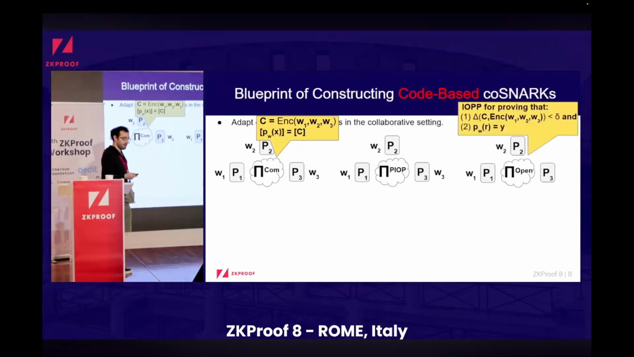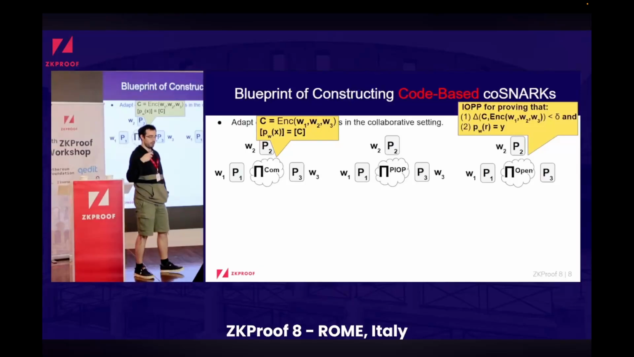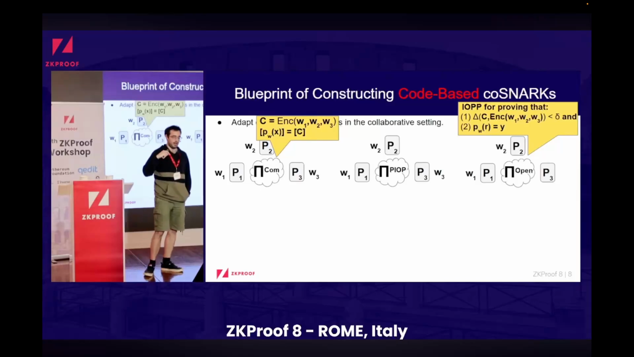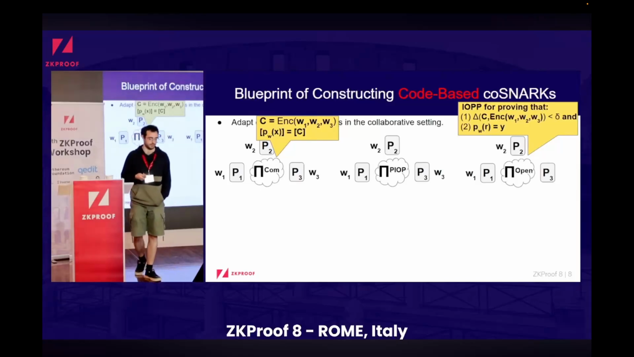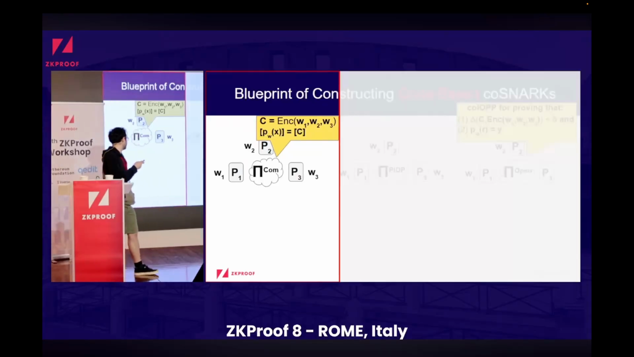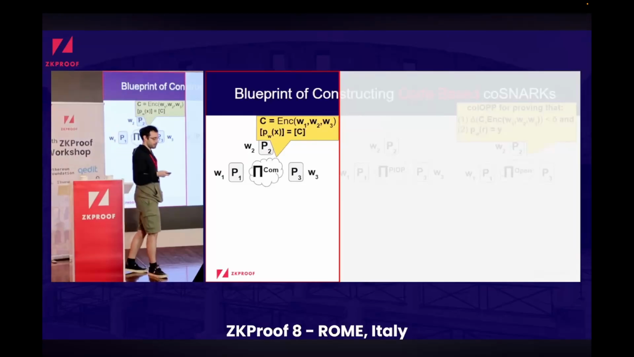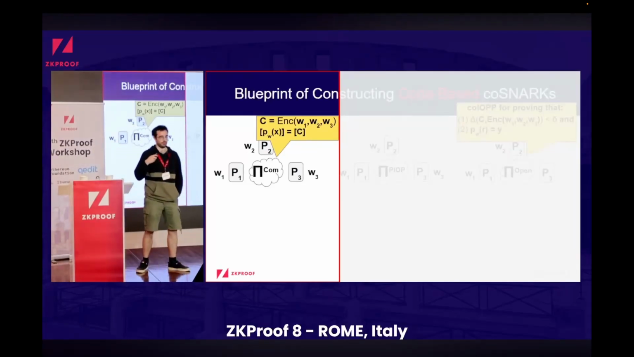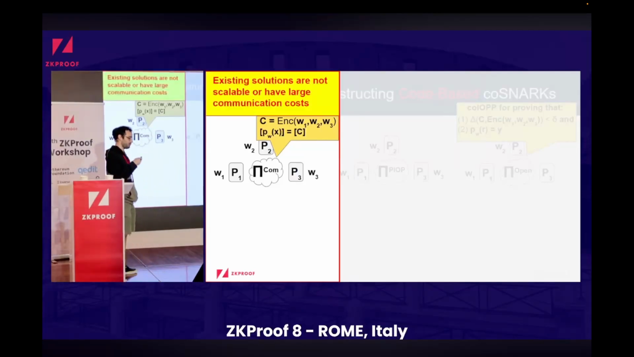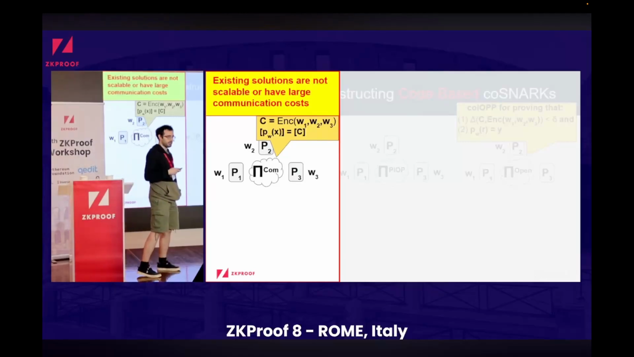And then in the opening phase, we need to run an MPC protocol for an IOPP to prove that the committed message is close to an actual encoding, and also that the polynomial that derives from this message actually correctly evaluates at the specific claim. Unfortunately, although these two tasks seem simple, they are not so trivial. For instance, while we know how to construct MPC protocols that compute some codewords over the joint witness, existing solutions are not scalable or they have large communication costs.